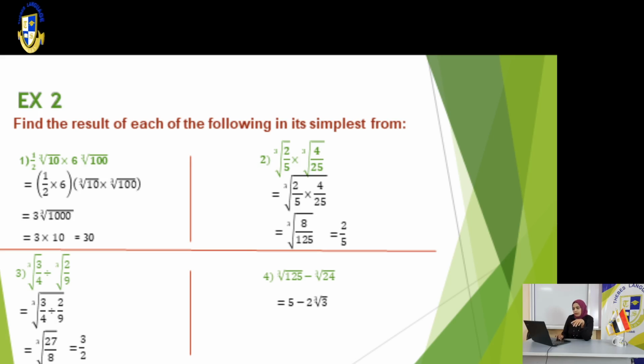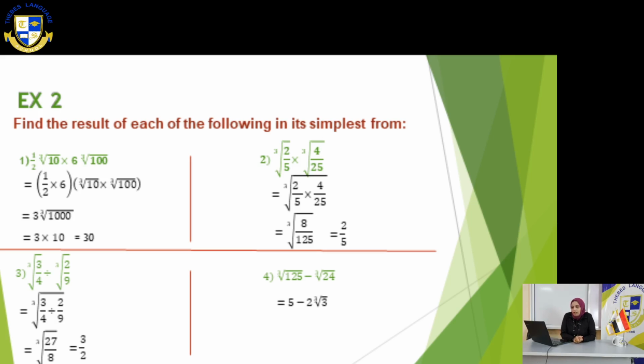Then move to exercise number 4. Cubic root 125 minus cubic root 24. Cubic root 125 equals 5. And the cubic root of 24 equals 2 cubic root 3. We will explain later how to get the cubic root of 24 in the following slide. Let's move to slide number 9.